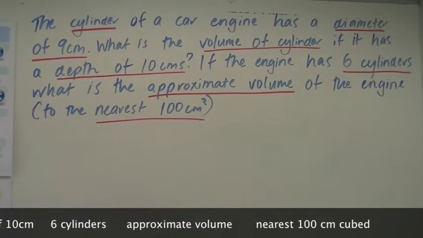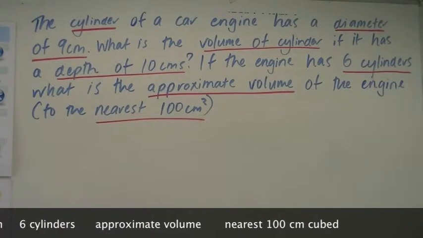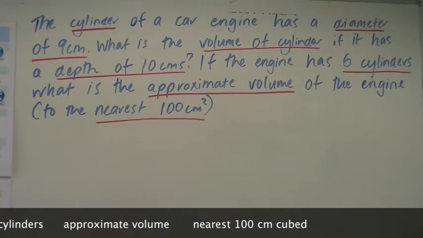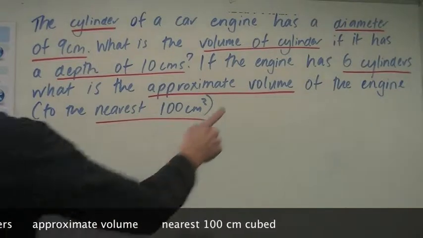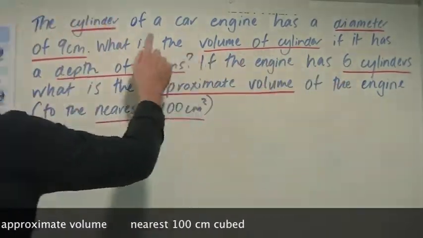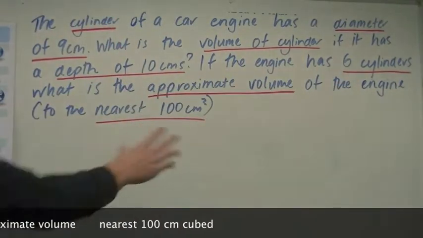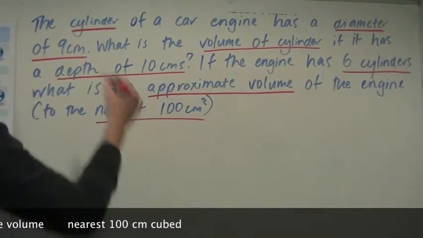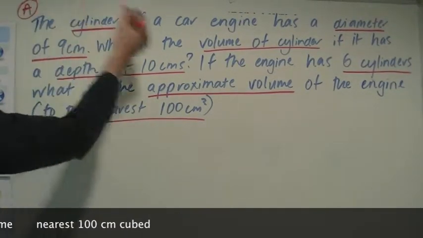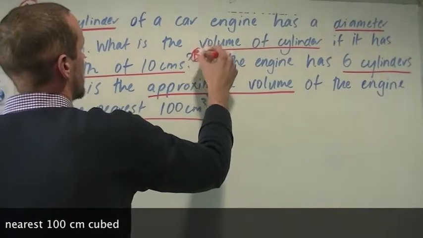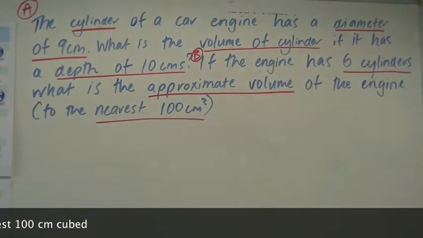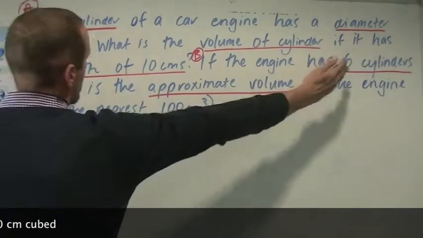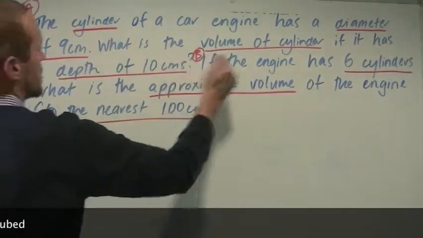What we're going to do is one part and then the second part, because the second part actually relies on the first part. We've got 6 cylinders here, we've got 1 cylinder here. So I'm going to label this part A and this part B.